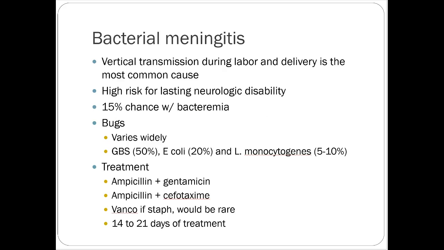Meningitis can come from group B strep. That's about 50% of the incidence. You can also get it from E. coli as well, or listeria. So we're looking at pretty similar recommendations here, with ampicillin and gentamicin being a common one.